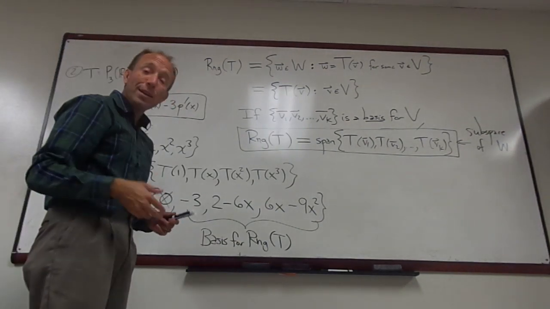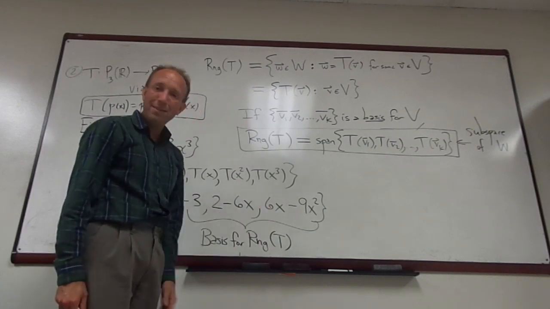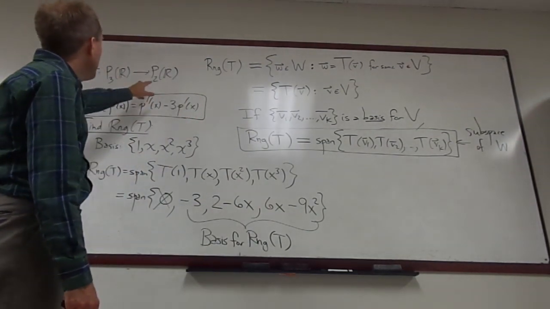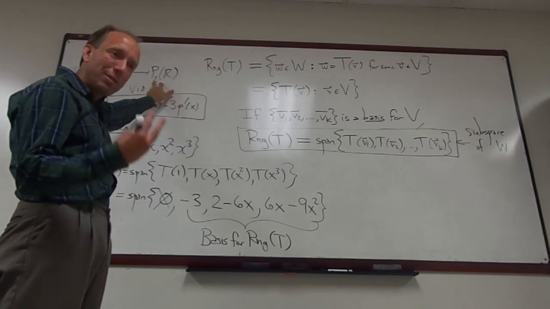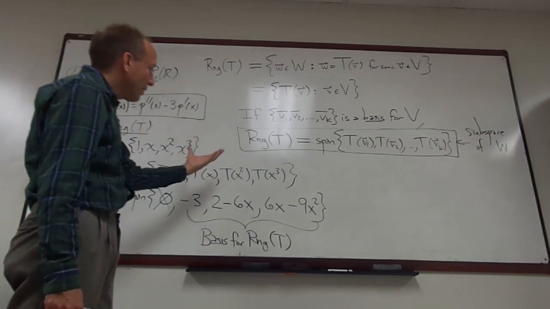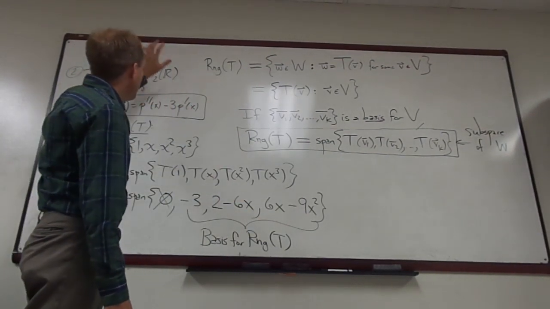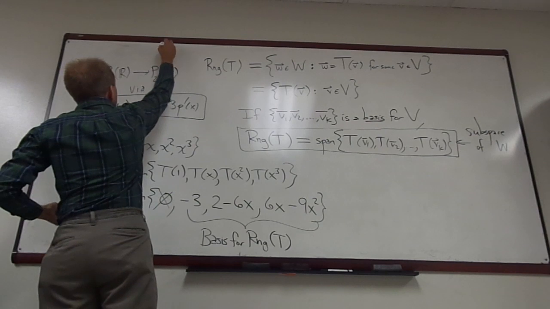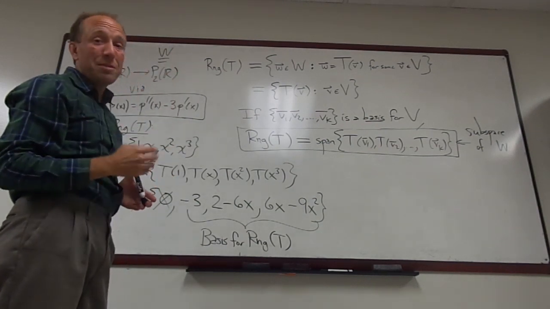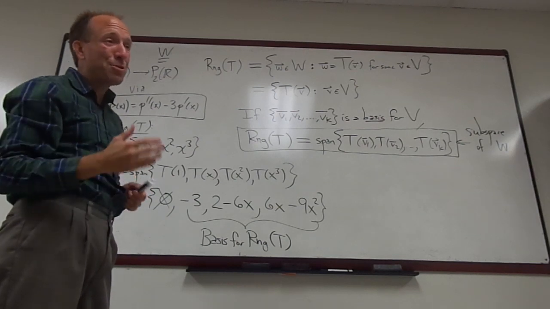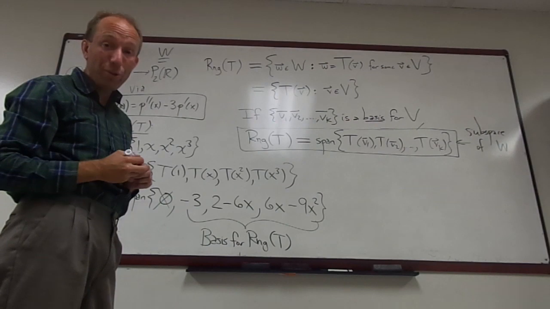Actually, that brings up something kind of interesting, because you'll notice this is three-dimensional: 1, 2, 3. And my whole space W that we started with, which is P2 of R, was three-dimensional. So I have a three-dimensional subspace of a three-dimensional universe W. And that actually means if it's a three-dimensional subspace of something that's three-dimensional, it has to equal the whole thing.